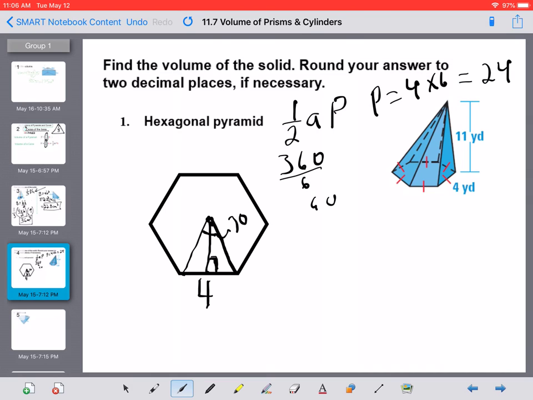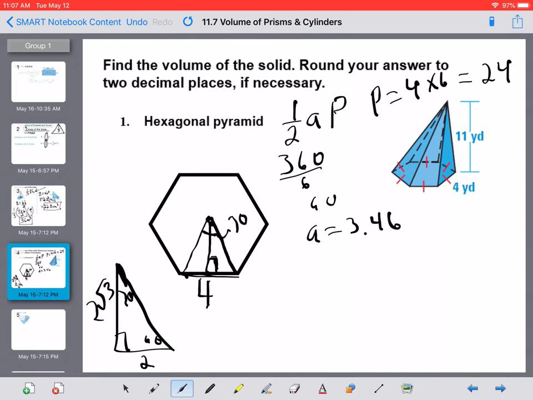Which means we have a triangle there that happens to be a 30, 60, 90-degree triangle. And we know this side is 2 because it's half of the side of the hexagon. So if that's 2, then we know that the long side is 2 root 3, or in other words, 2 root 3 is 3.46. So our apothem equals 3.46. Now all we have to do is put it in the equation.